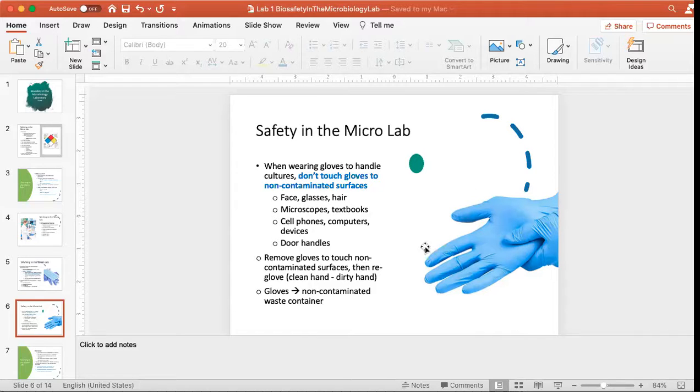The reason it's safe to put gloves into the regular trash is because microbes cannot survive on the surface of gloves for very long. So even if we did get some bacteria or even some viral particles onto our gloves while we were working, that particle or those cells will not persist on the gloves for very long. And so they're not considered hazardous and they get thrown out in the regular trash.